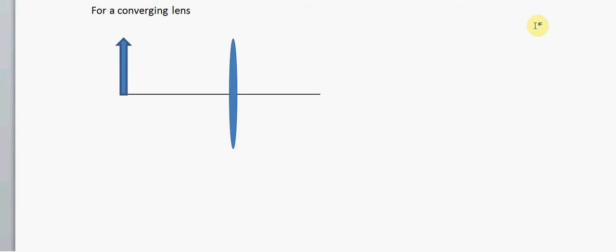So let's say I have this lens right here that is converging. That's a converging lens. In other words, if I shine some rays at it, the rays will converge on the other side. And this is my object here, this arrow here.